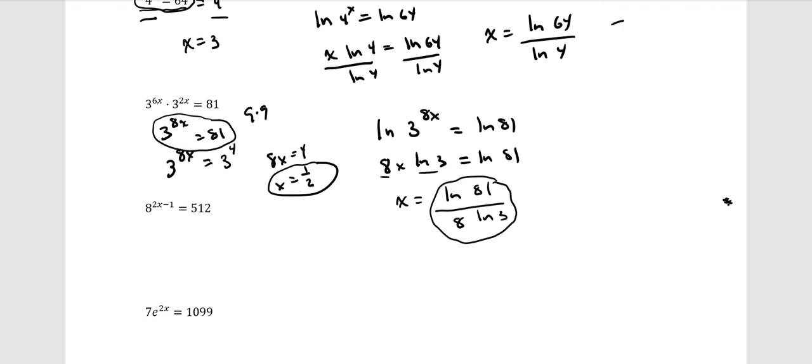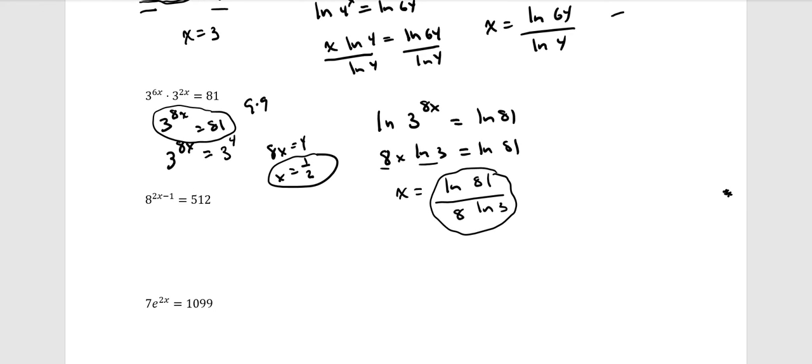All right, moving on with the examples. So this one, 7 times e to the 2x equals 1099. So that one definitely is not going to be a cutesy one. What we want to do here is start by dividing the 7 out so that we have e to the 2x all by itself. Now, if I had a calculator, I might be tempted to write that as a decimal, but I'm just going to write it as is.